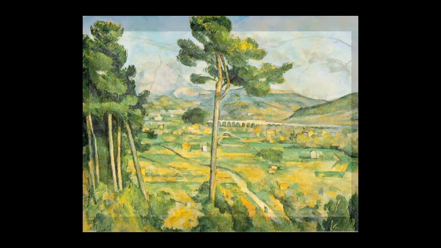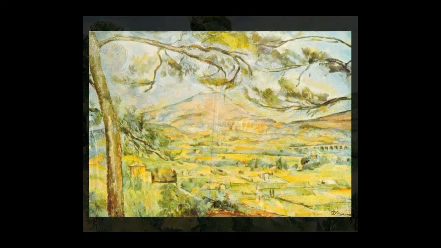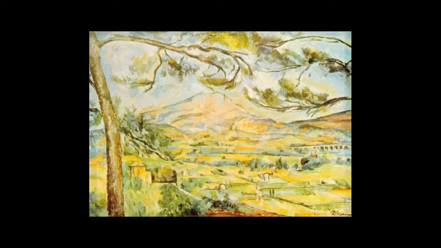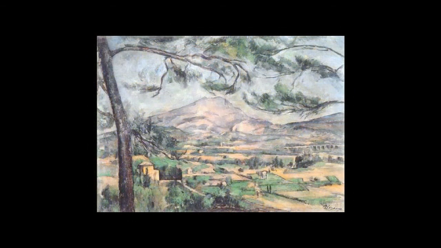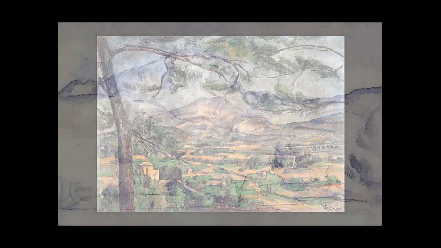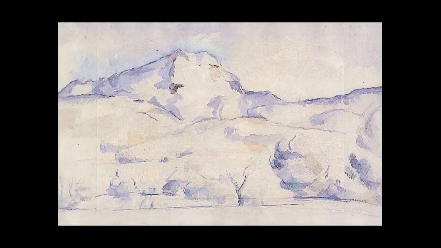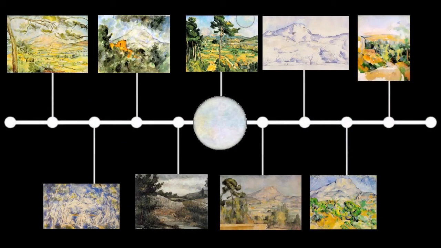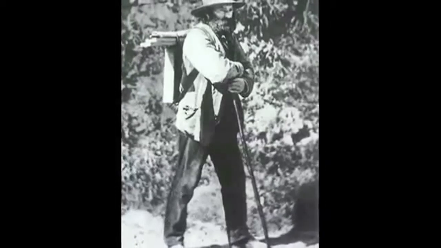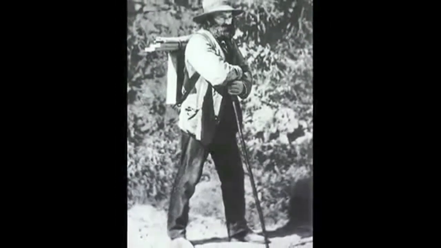Cezanne painted over 100 scenes of Ste-Victoire. Because it is the same image, we can see the progression of styles over his lifetime. In this video, I have asides branching off the main sequence of mountain painting. Before we get into all that, let's just sit back for a minute and look at the progression of paintings across a lifetime.